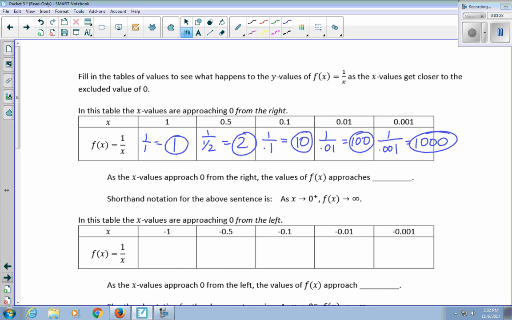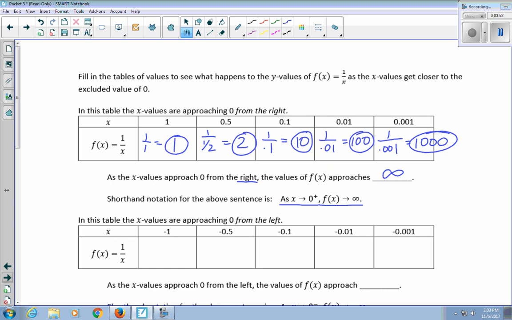So I would say that as the x values approach 0 from the right, meaning that all these x values I was plugging in were positive, right? Then the values of f of x, the y values, approach infinity. They just get bigger and bigger and bigger. So the shorthand for that sentence would be, as x approaches 0, the little plus sign means from the right, f of x approaches infinity.